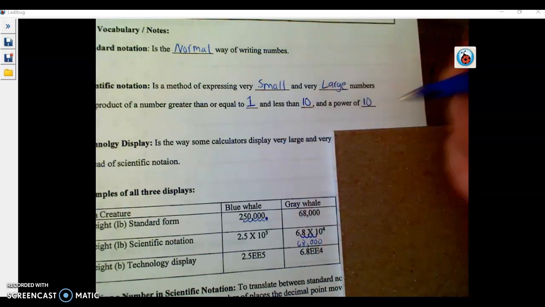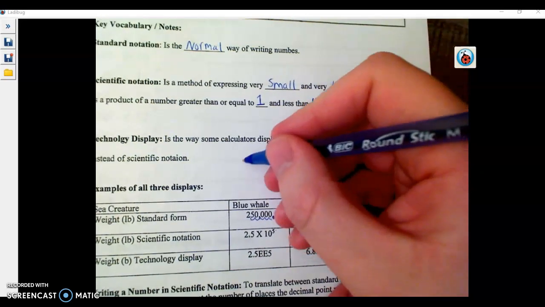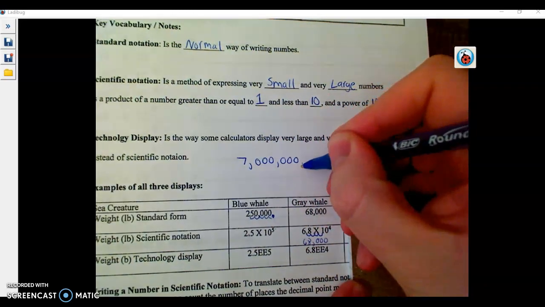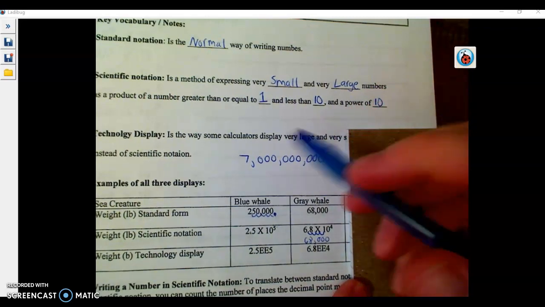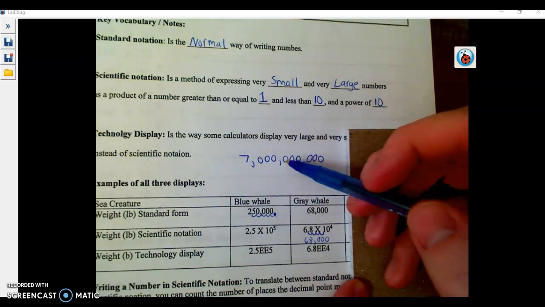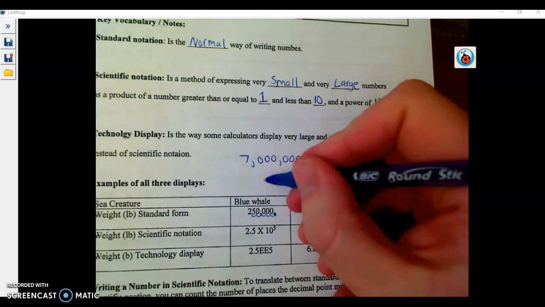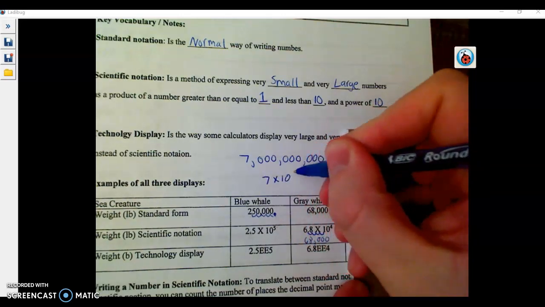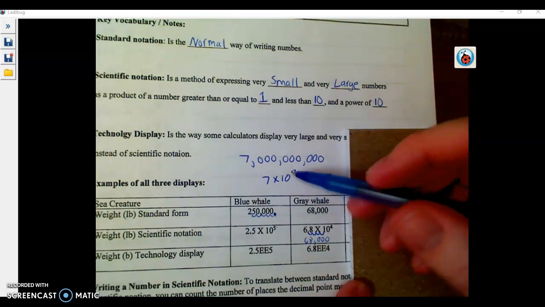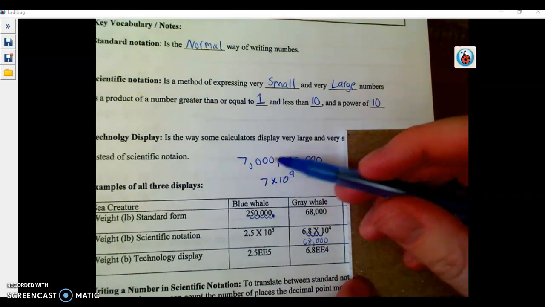Like, for instance, if I wanted to say 7 billion. A lot of zeros, very big number. There's 1, 2, 3, 4, 5, 6, 7, 8, 9 zeros there. I could express that as 7 times 10 to the power of 9. Those two are the same thing. Scientific notation is just a much shorter and much faster way of writing really big numbers.